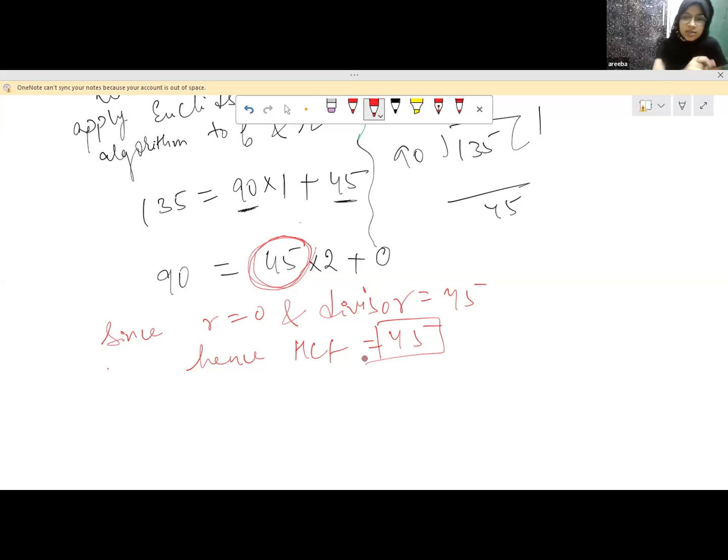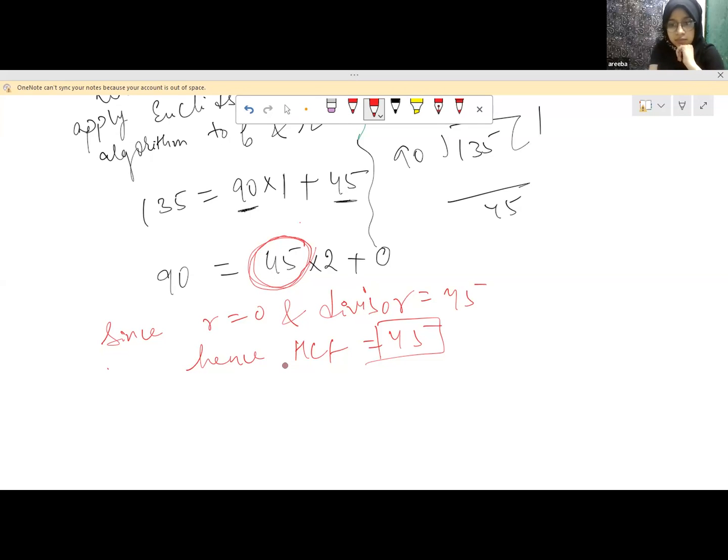Someone's not revising notes. Can you repeat, teacher? I am saying, remember in the last class we discussed the long division method, right? In that case also, the last divisor was giving me the HCF. Remember? So keep that in mind. The last divisor in this case also is the HCF.